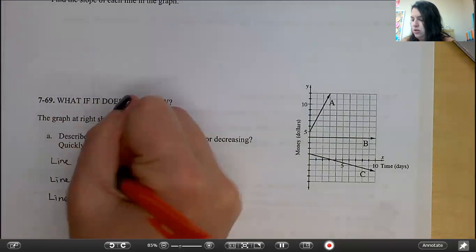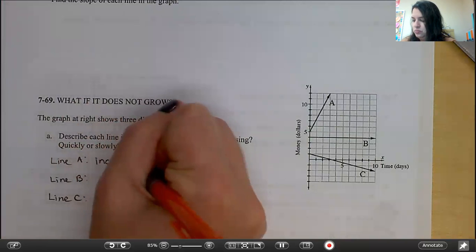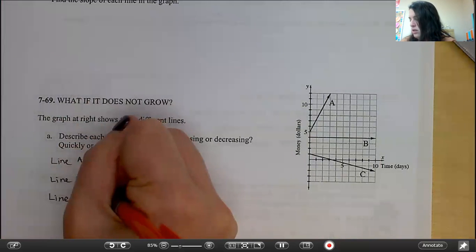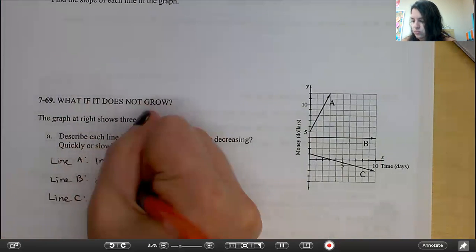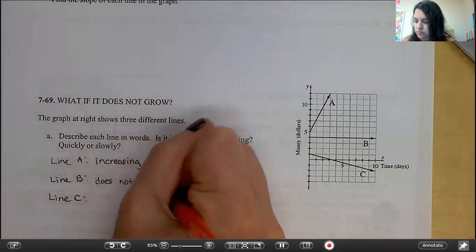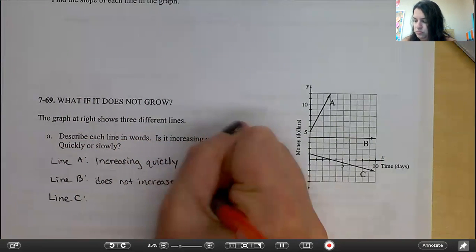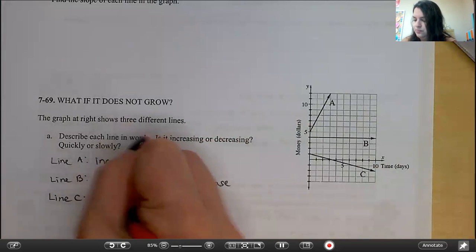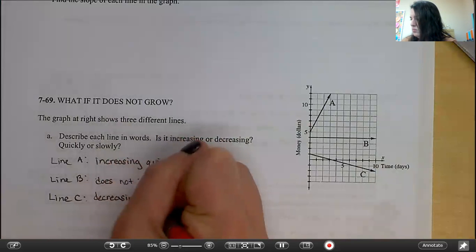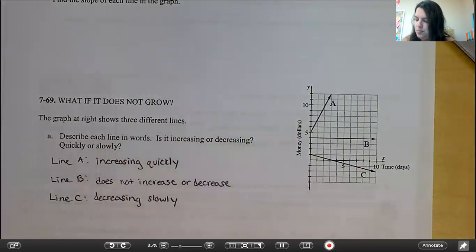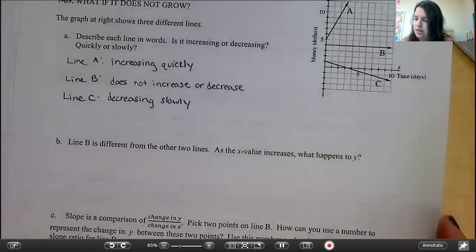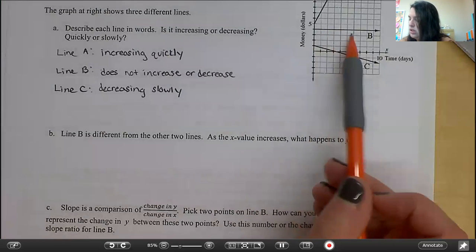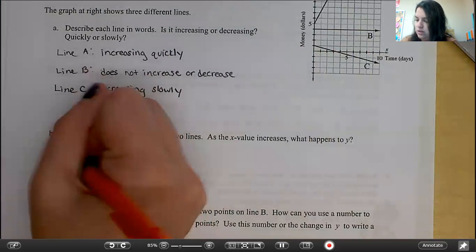So line A is increasing quickly. Line B does not increase or decrease. And line C is decreasing slowly. Part B says line B is different from the other two lines. As the x value increases, what happens to y? Well, as the x value increases, it's going across here, the y value does not change.